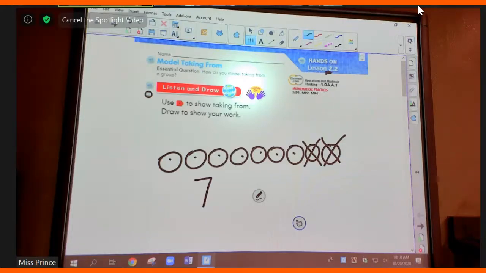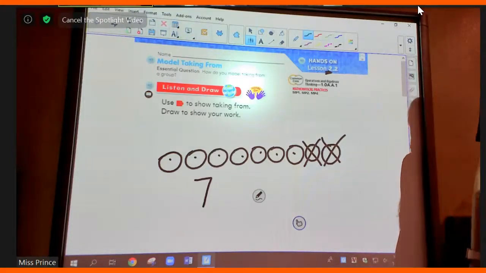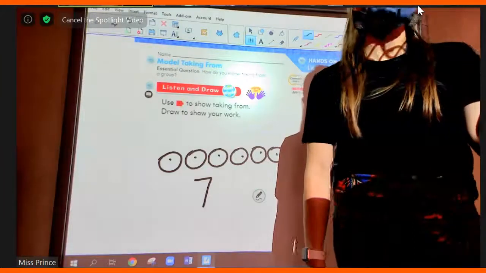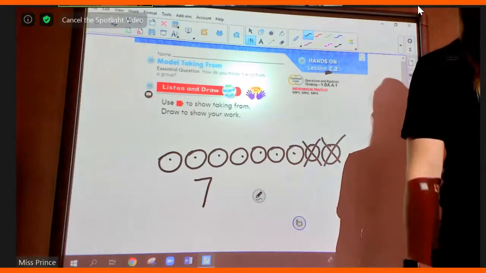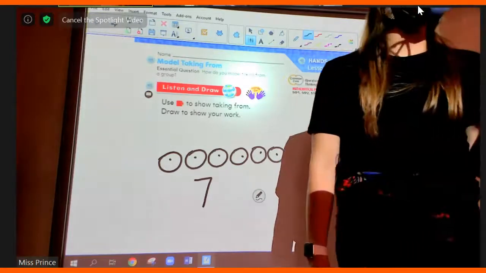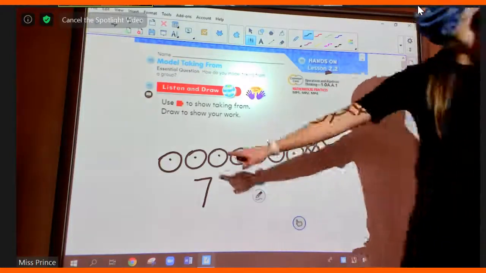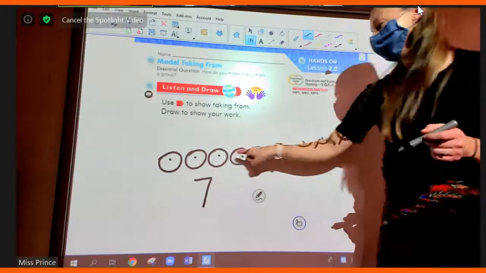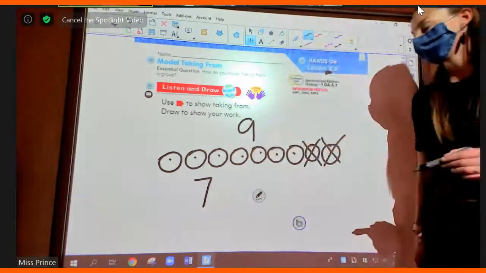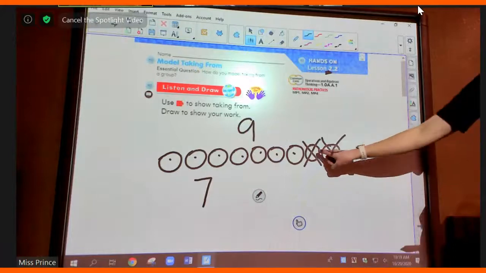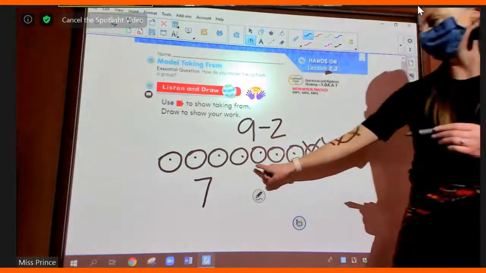Good job. So boys and girls, I want to see if we can practice writing this equation. When we subtract, we always start with the biggest number. Can I hear you guys say that? When we subtract, we always start with the biggest number. Let's say it one more time. When we subtract, we always start with the biggest number. Our biggest number was, how many did we start with? 9. 9's the biggest number. How many did we take away or cross out? 2, so we took away 2. And then we were left with how many?